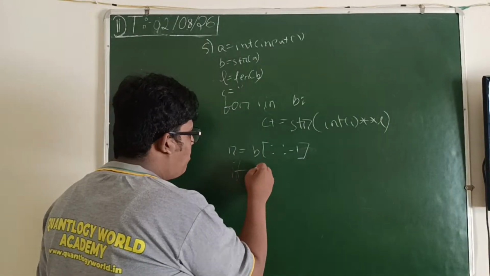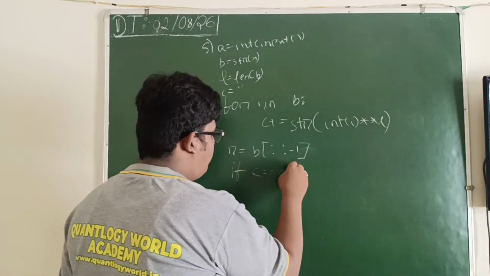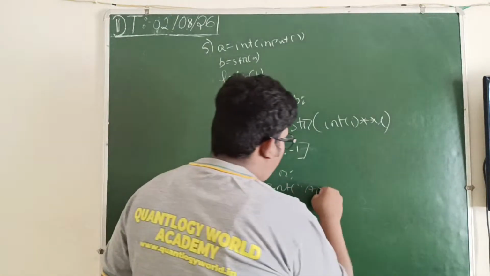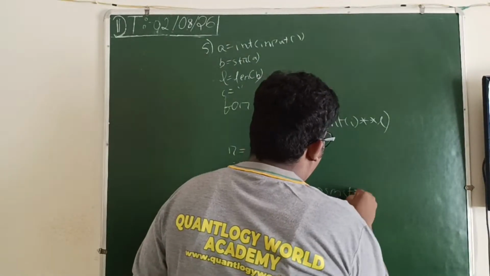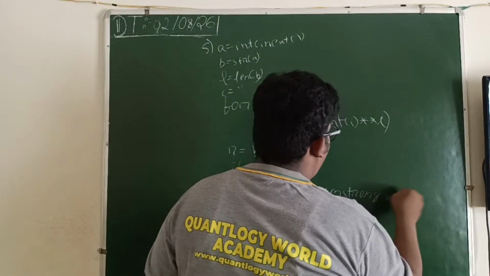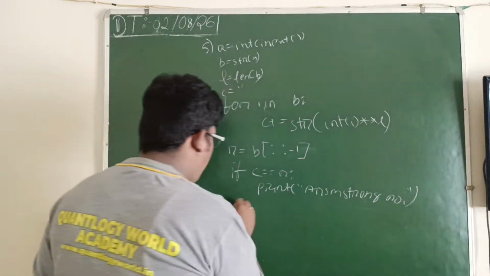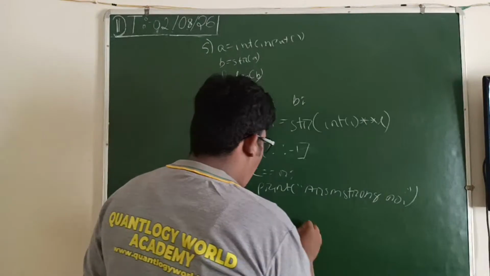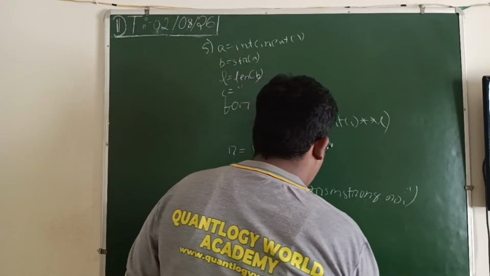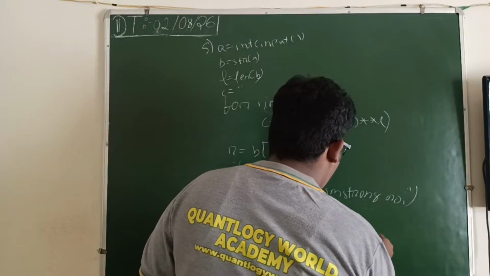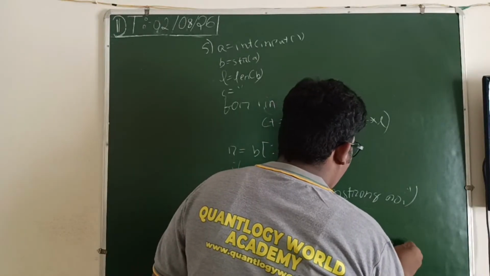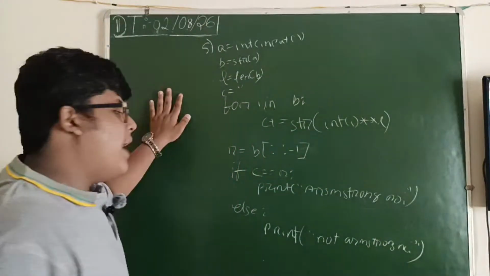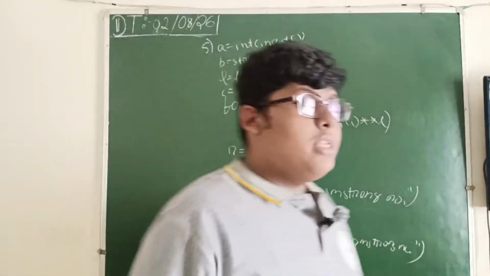Finally, the condition: if c double equal to r, print Armstrong number. Else, print not Armstrong number. Okay, this is the simple logic behind Armstrong number, how you can check whether a number is an Armstrong number or not.